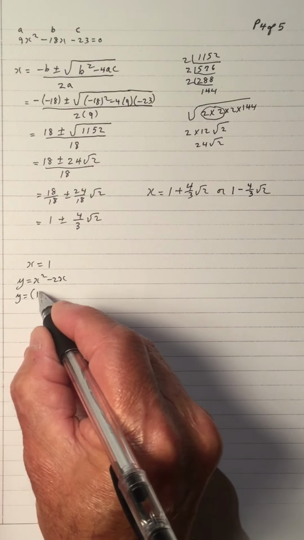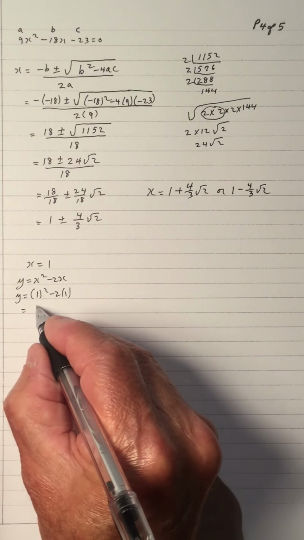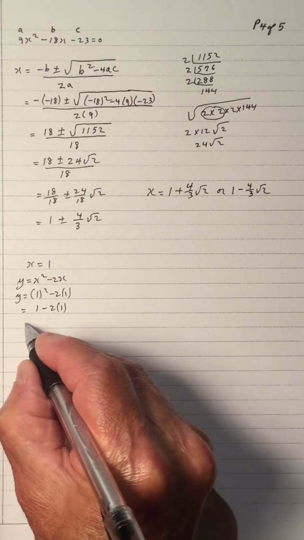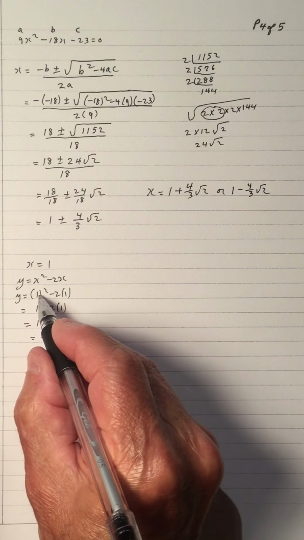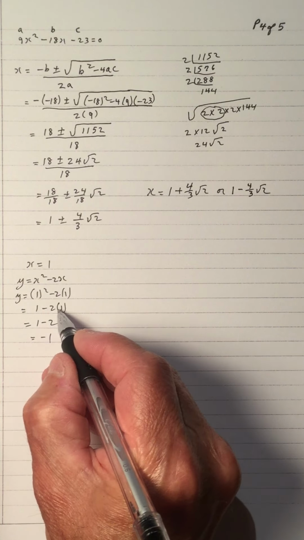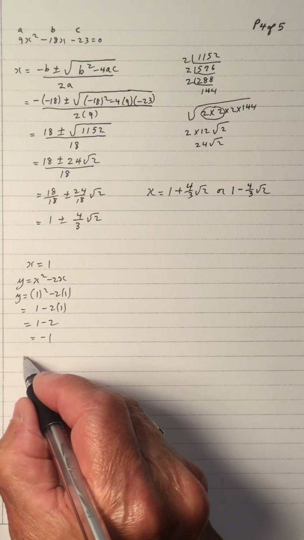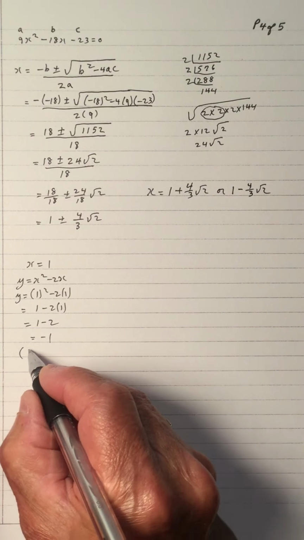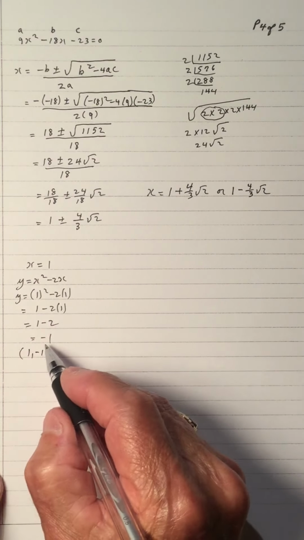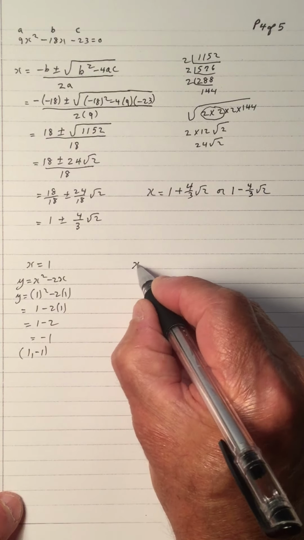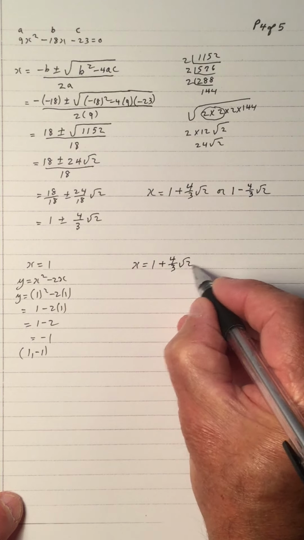So x is 1. So we work out the power first. Then we'll multiply. So I did the power, PEMDAS, to do the power to get the 1, multiply. You got to multiply it to get negative 2. And so this is the solution here: x is 1, y is negative 1. Now we look at when x is 1 plus 4 over 3 root 2.